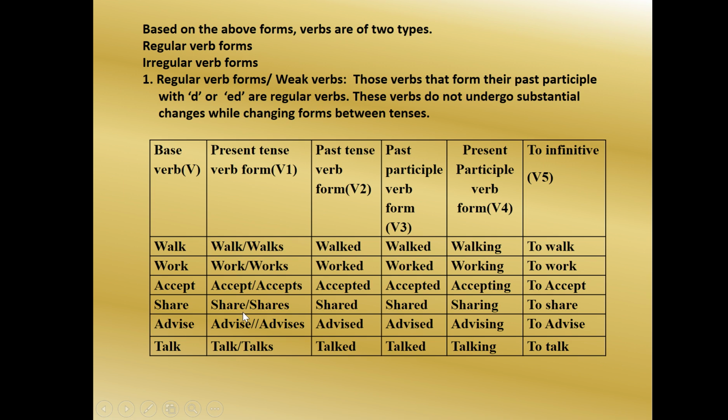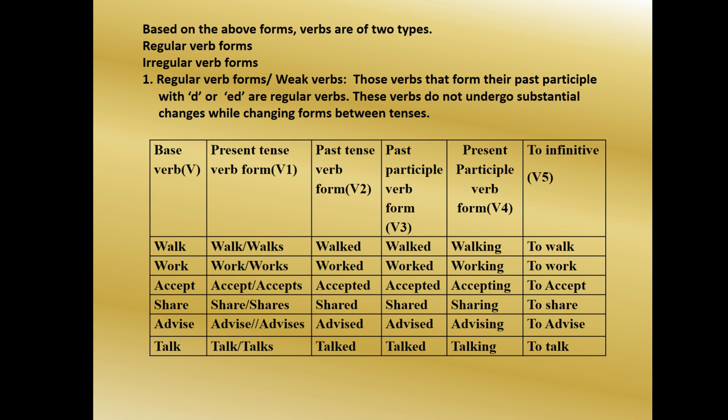Based on the above forms, verbs are of two types: regular verb forms and irregular verb forms. What is a regular verb form? The other name for regular verb form is weak verbs. Those verbs that form their past participle with d or ed are regular verbs. These verbs do not undergo substantial changes while changing forms between tenses.